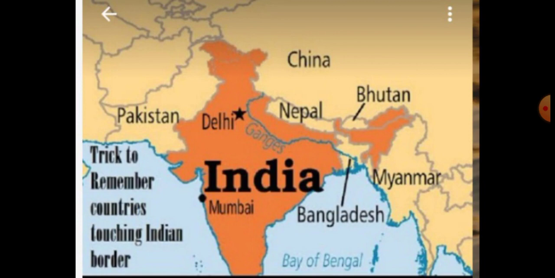Okay, just you see this map, students. Here are mentioned the neighboring countries of India. Pakistan and Afghanistan are in the northwest. Then on the northern side, China, Nepal, and Bhutan are in the north of India. Then on the eastern side of the map, Bangladesh and Myanmar are in the east.